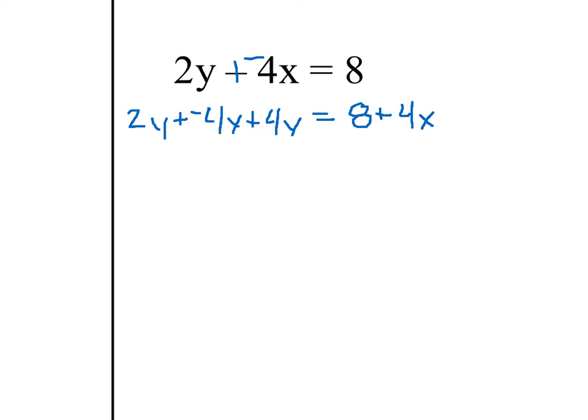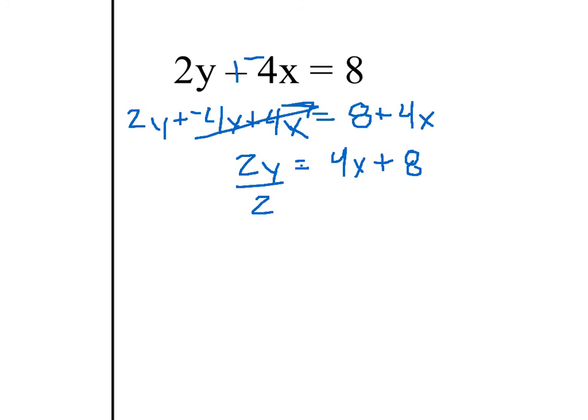Negative 4x plus positive 4x is 0, leaving us with 2y is equal to, I'm going to commute my terms really quickly, 4x plus 8. The reason I commuted my terms was because I want this to be in slope-intercept form, so I want that y equals mx plus b. I'm not quite in slope-intercept form yet because my y is not quite alone. So Patricia, what do I need to do to get that y alone? Divide both sides by 2.